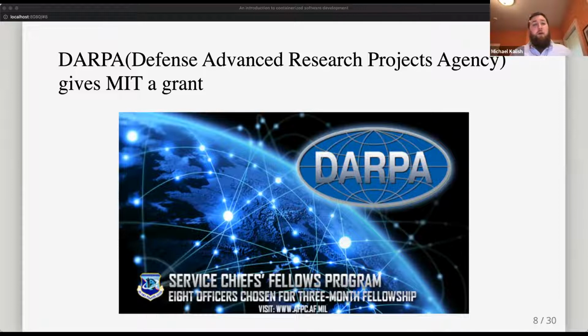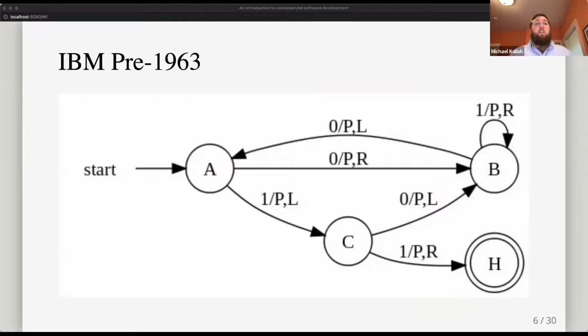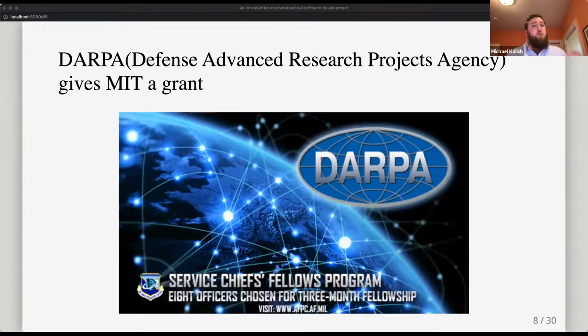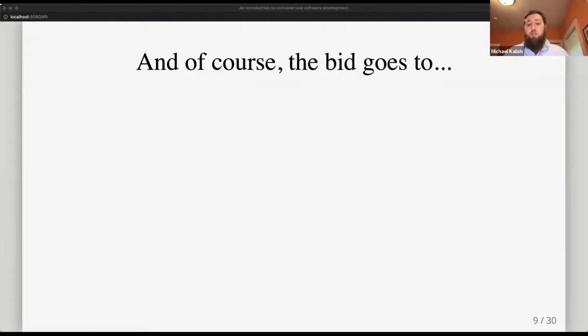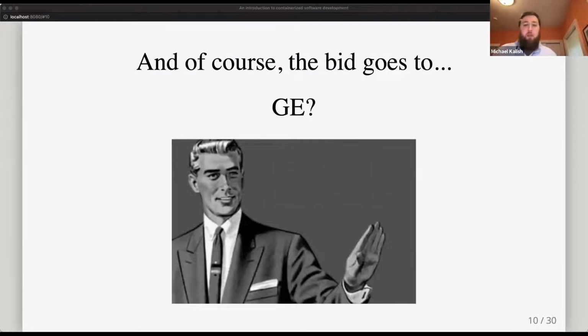And so if we think back to those couple slides here, that is very different from this architecture we have up on the screen. There's no room for human interaction to pause and do something else, and you have to wait, and only one program can run at a time. So this was a brand new idea. It seems really simple today, but MIT went out to all these people, like I said, IBM, GE, and they said, build it. And so of course, the bid goes to GE.